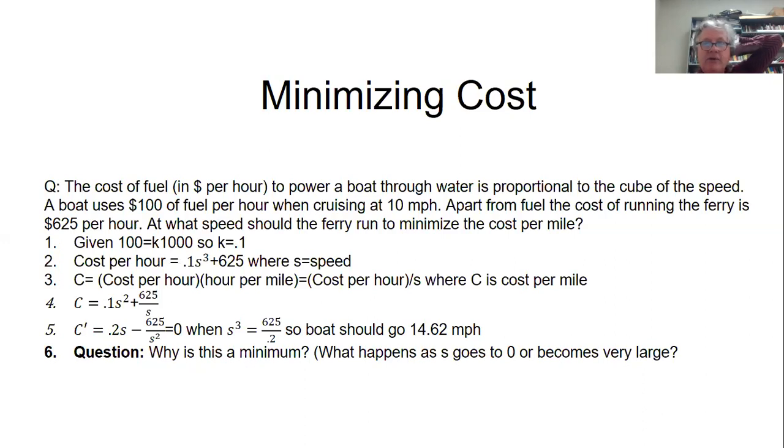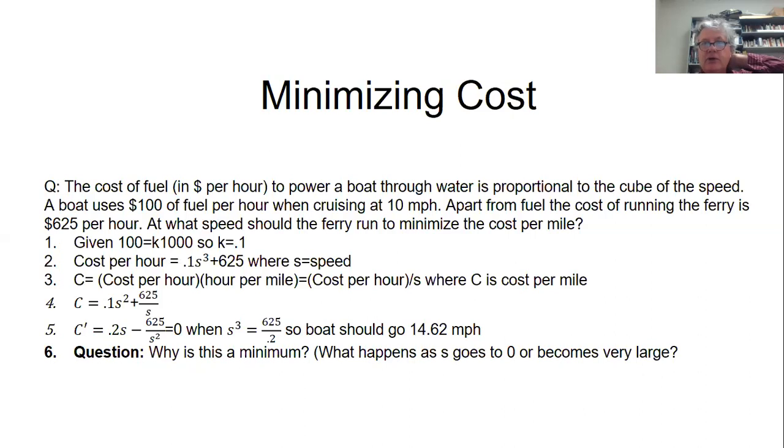Okay, so now we've got our equation for C, the thing that we want to minimize. C equals 0.1 S squared, because we're dividing by S, remember, plus 625 divided by S. Take the derivative: down comes the 2, 0.2S minus 625 over S squared. It's minus because remember it's S to the minus 1, so down comes the minus 1, we subtract 1 from the power. And that's going to equal 0 when S cubed equals 625 divided by 0.2, which is around 14.62 miles per hour.